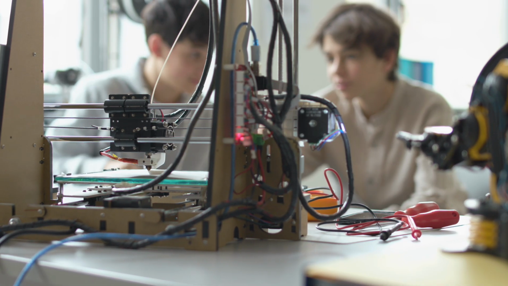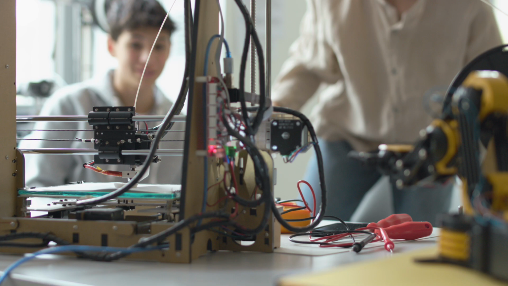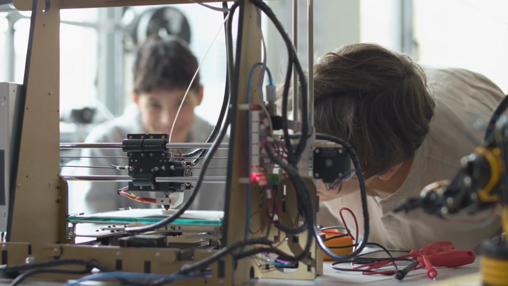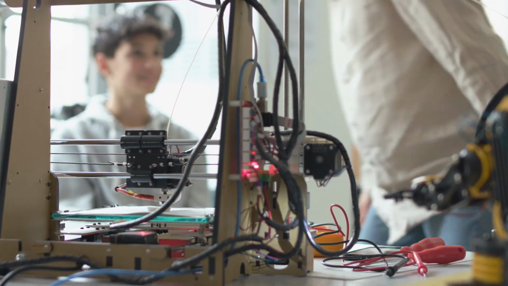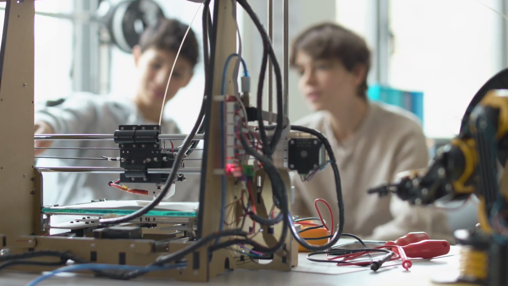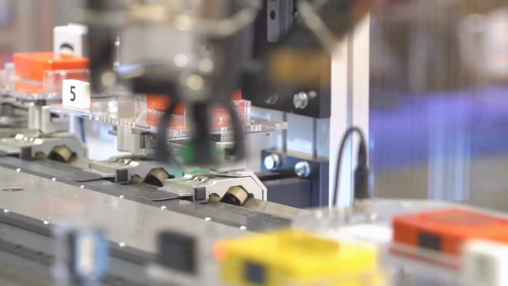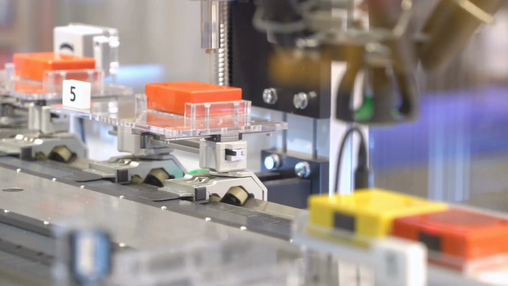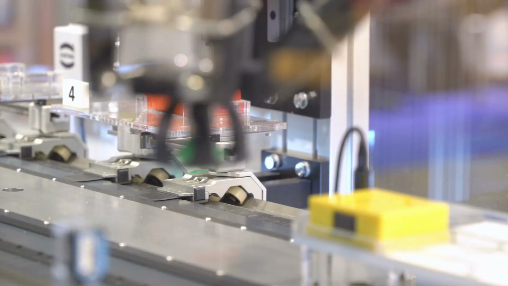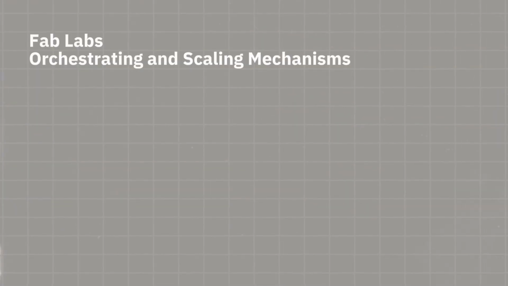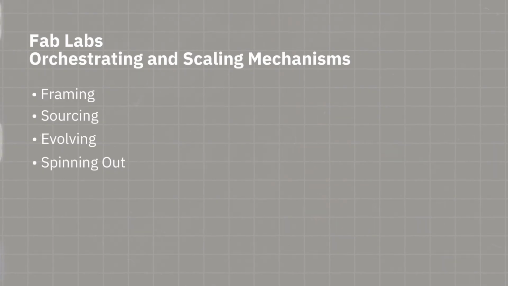In my study, I focus on the case of Fab Labs. A Fab Lab is an open space where people come together to prototype and produce anything using digital fabrication technologies. So in this study, I provide a deeper understanding of how Fab Labs enable OSI process through a set of orchestrating and scaling mechanisms such as framing, sourcing, evolving, and spinning off, among others.